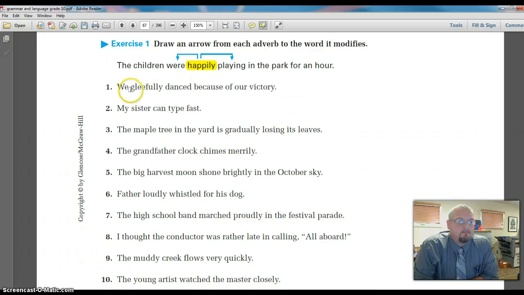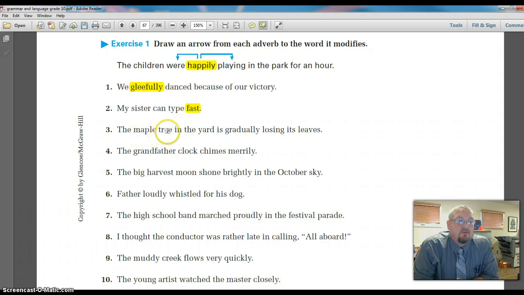Let's look at number 1. We gleefully danced because of our victory. The adverb would be gleefully. Gleefully did what? Danced. Who gleefully danced? We. Very good. My sister can type fast. Type is the verb, or can type is the verb phrase. Fast tells what degree.